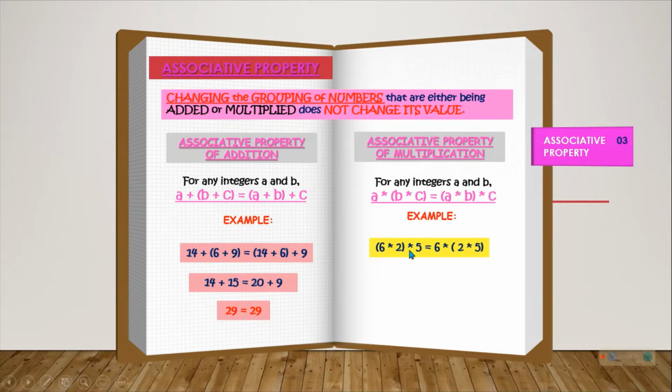Quantity of 6 times 2 times 5 is equal to 6 times quantity of 2 times 5. 6 times 2 is equal to 12, times 5 is equal to 60. Then 2 times 5 is equal to 10. Then 6 times 10 is also 60. So they have the same value. It does not change its value even if we change the grouping of numbers.